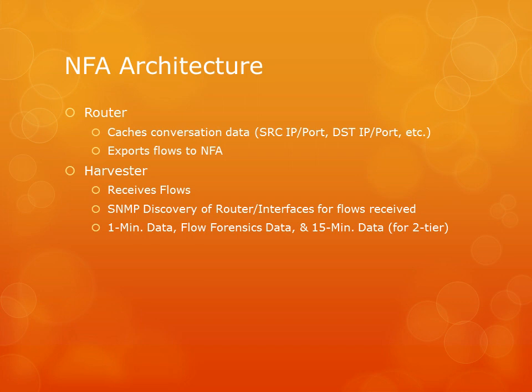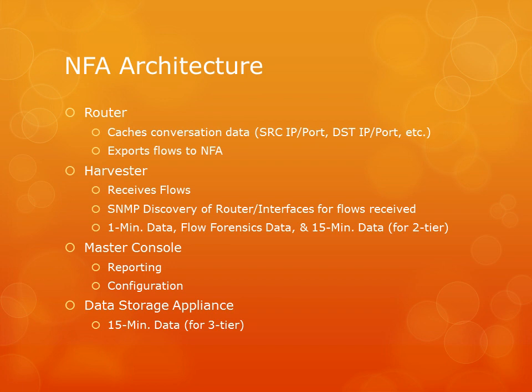After the harvester has done some processing of the data, there are three types of data: 1-minute data, 15-minute data, and flow forensics data. And depending on your architecture, the 15-minute data is either stored on the harvester or the DSA, and we'll talk about the DSA in a moment. The next piece of the architecture is the master console. The master console is the central hub for NFA. The master console gives users access to reports and administrators access to configuration. The data storage appliance is only for 3-tier installations, mainly those legacy installations, and it acts as the final repository for 15-minute data.